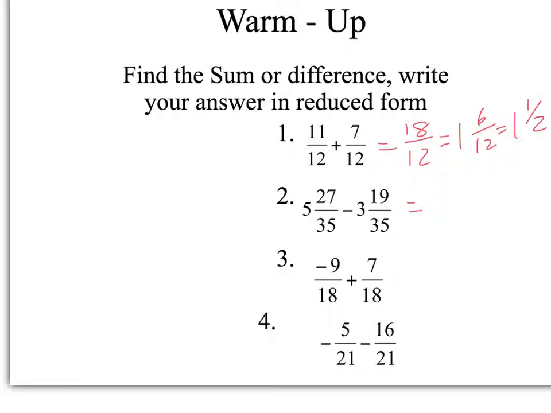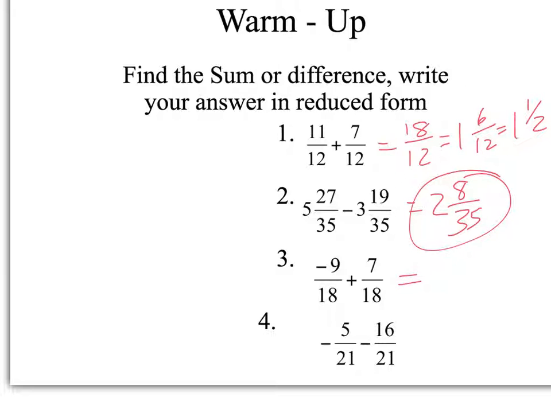Here, when we're subtracting the mixed numbers, you're going to subtract the whole numbers, so 5 minus 3, that's going to give me 2. You're also going to subtract your numerators, so 27 minus 19, that's going to give me 8 over 35. And that will not reduce anymore, so that's going to be my final answer.